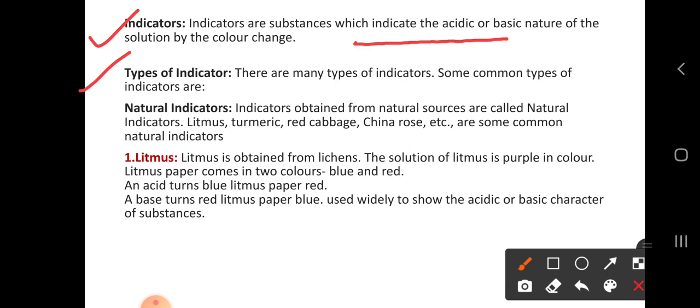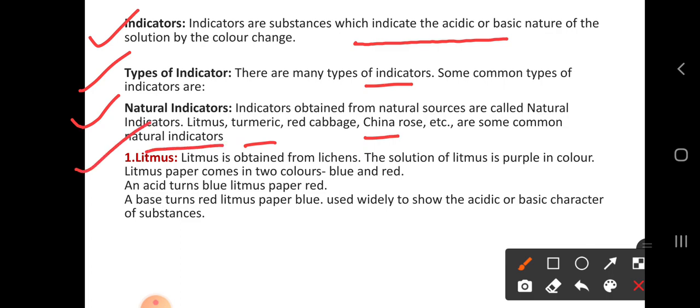What are the types of indicators? There are many types of indicators. Some common types of indicators we are going to discuss here. The first one is the natural indicator. This name itself indicates that natural indicators we can obtain from nature. Like litmus, red cabbage, China rose, some common natural indicators are there.